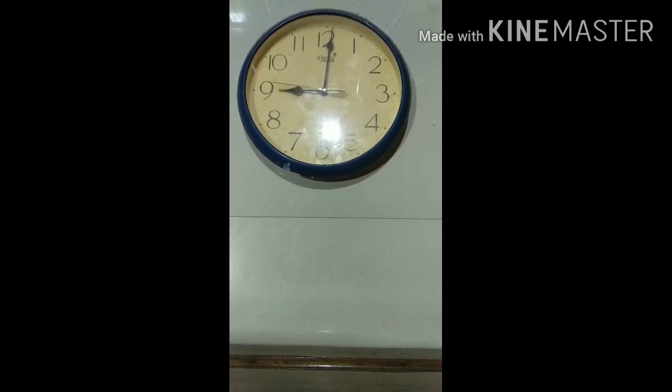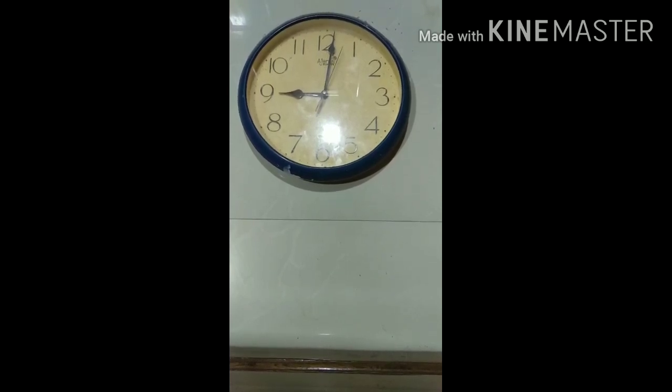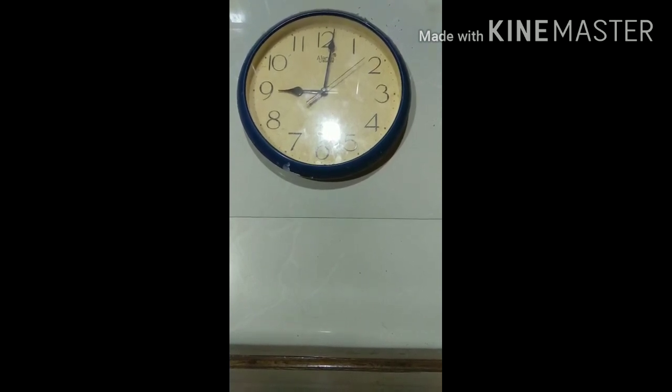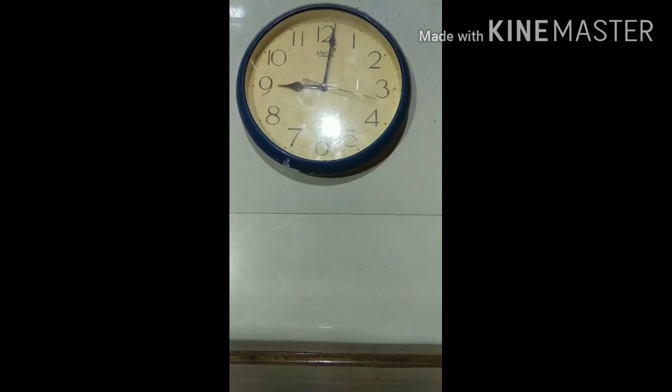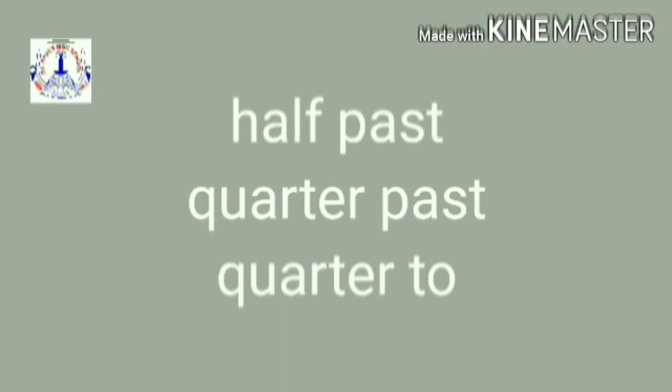So when the minute hand is at 12 and the short hand is at 9, children, what's the time? The time is 9 o'clock. Very good. And we write it as 9:00. Clear? So here, what is the time? The time is 9 o'clock, or you can also write it as 9:00. Clear? Now let us learn how to read half past, quarter past and quarter to.